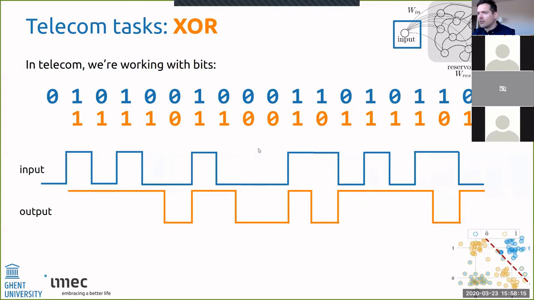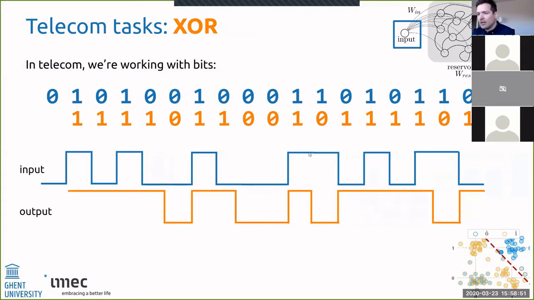A more interesting task is the exclusive OR, or the XOR task, where the reservoir has to output a pulse when the current bit or the previous bit is 1, but not when they're both 1 at the same time. This is a more interesting task, as the XOR operation is a so-called universal operation. Any bit operation can be made by combining different XORs in different ways. This means if your reservoir is able to do an XOR operation, it can probably do a lot more as well. So it's quite a nice benchmark task.